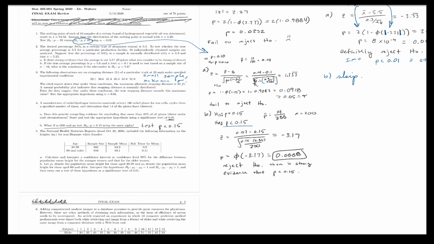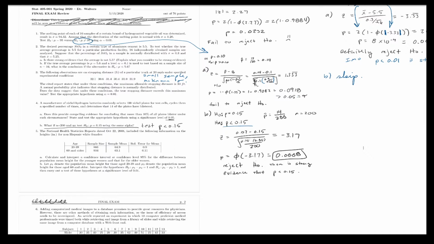National Health Statistics reports dated October 22nd, 2008 include the following information on the heights for non-Hispanic white females. Aged 20 to 39, the sample size was 866 people, and the sample mean was 64.9 inches, so a little over 5 feet 4 inches. And then the standard error, which is the standard deviation divided by the square root of the sample size, is 0.9.